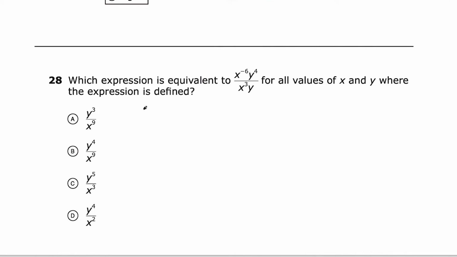For this question, there's 2 properties of exponents we should know. When we have a to the b over a to the c, when we divide exponents that have the same base, we could subtract the powers. And then if I have something like a to the negative b, I could rewrite this as 1 over a to the positive b power.